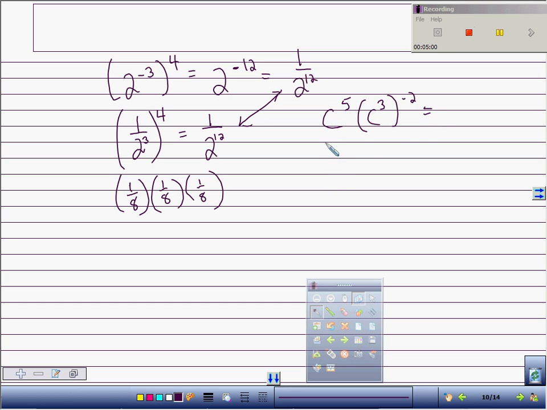They say simplify. So what I would do first is write c to the fifth. How can I write c to the third to the negative 2? Negative 6, very good. And then what do I do with these exponents now? Now I add, so I get c to the negative 1, which can be written as 1 over c to the 1, which is just 1 over c. I don't have to put a 1 there.